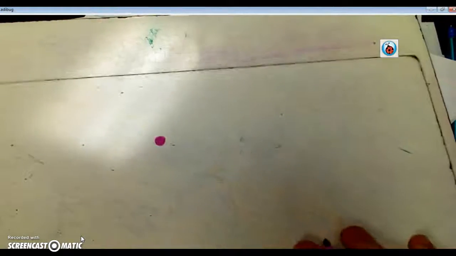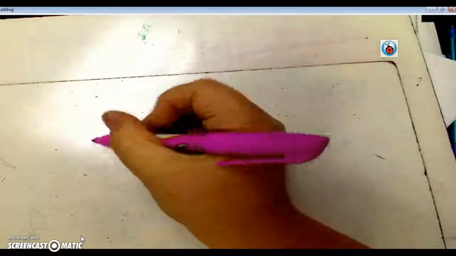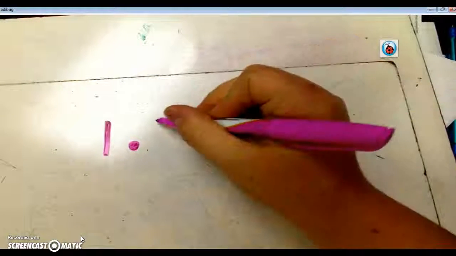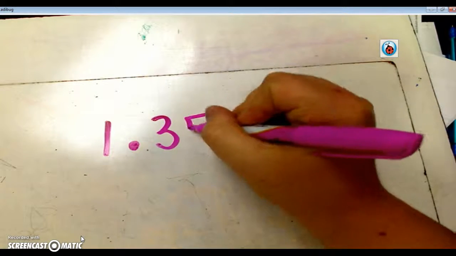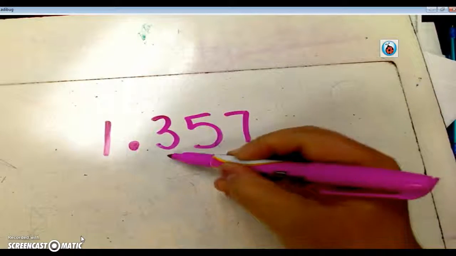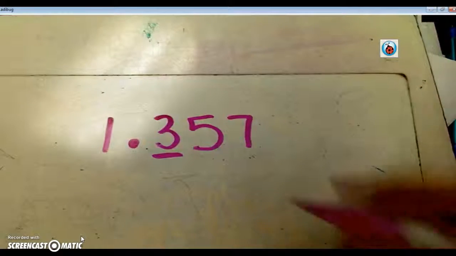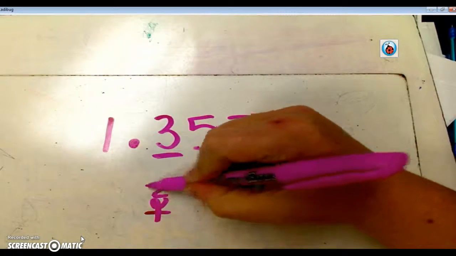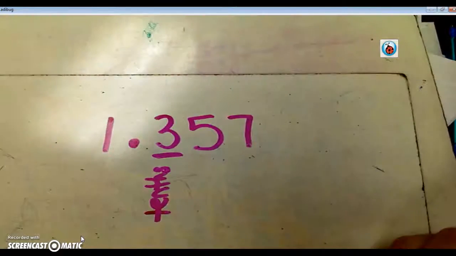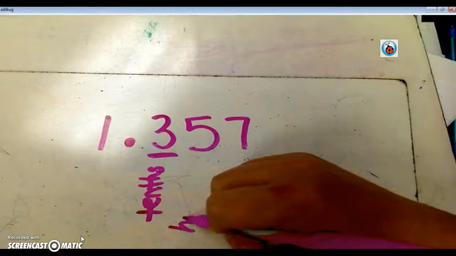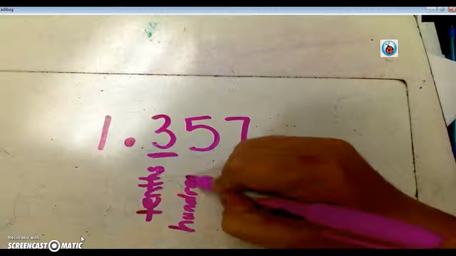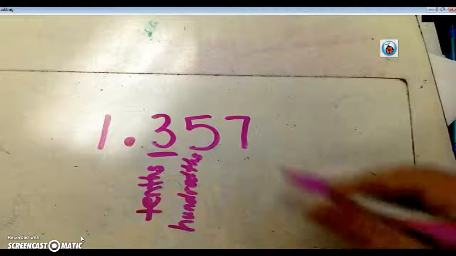where when I think about my decimals, if I have a number that looks like 1.357, tell me what place value my 3 is in. It's in the tenths. What about my 5? Hundredths. And my 7?